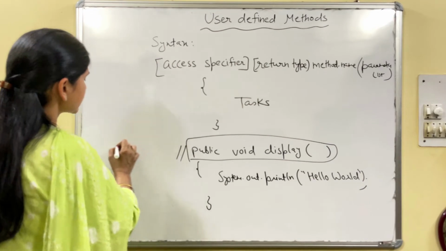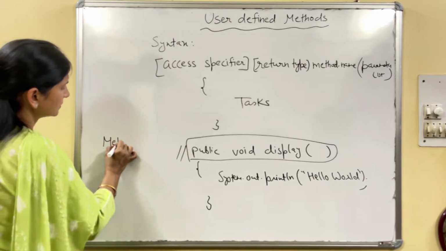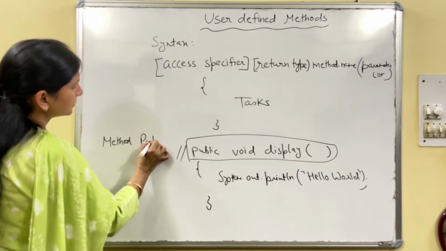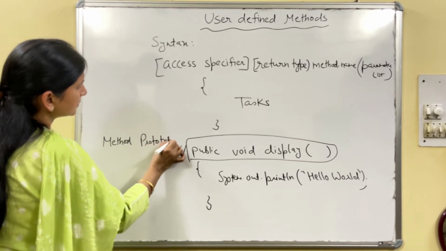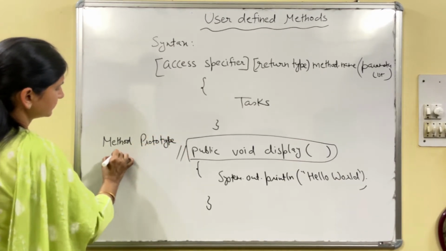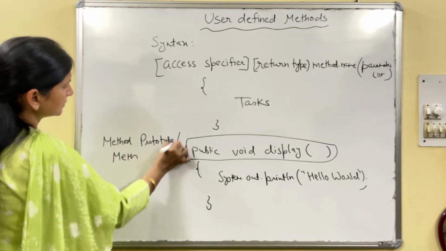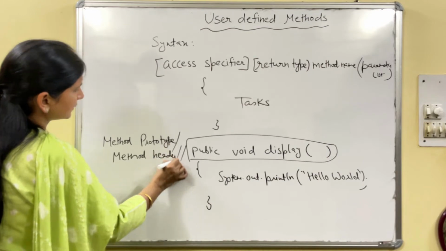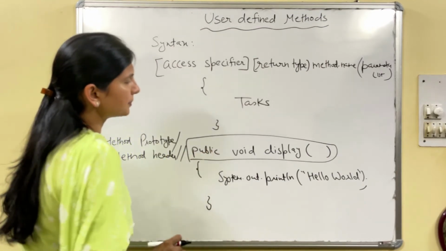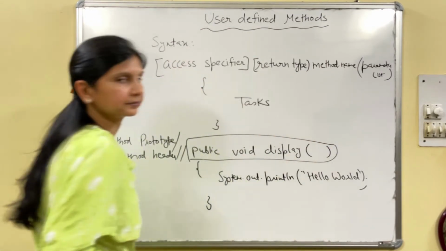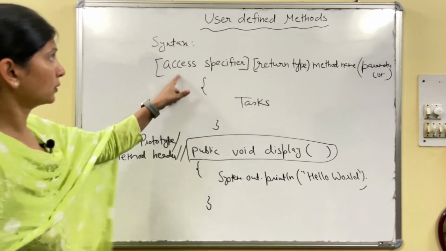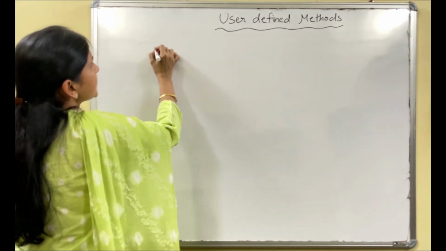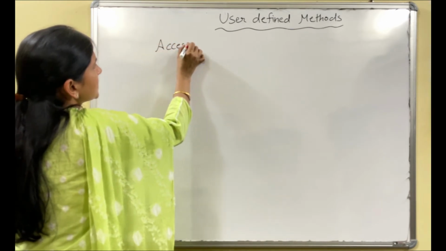We call this method prototype or method header. Fine. This is method prototype or method header, right? So now we will see what is access specifier first. So first let's see access specifier.